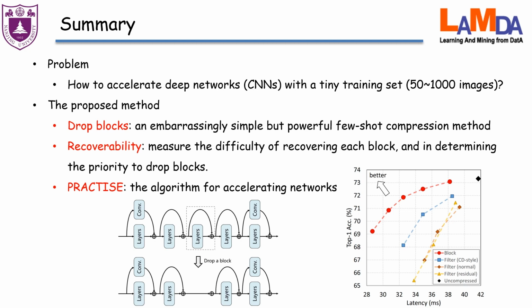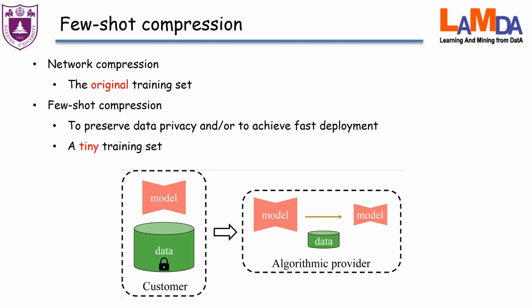Next, we propose a new concept named recoverability to measure the difficulty of recovering each block, and in determining the priority to drop blocks. Finally, based on dropping blocks and the recoverability concept, we propose the PRACTISE algorithm, which is a powerful few-shot compression method. Our PRACTISE achieves extraordinary performance and significantly outperforms previous few-shot compression methods. And it is also versatile and widely applicable for different network architectures. Next, I introduce more details of this paper.